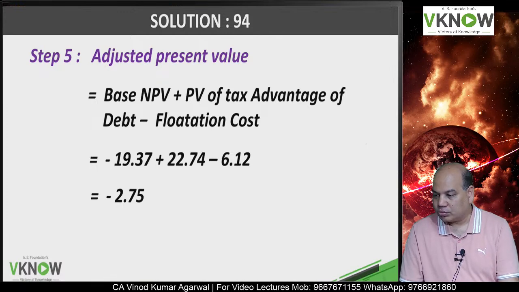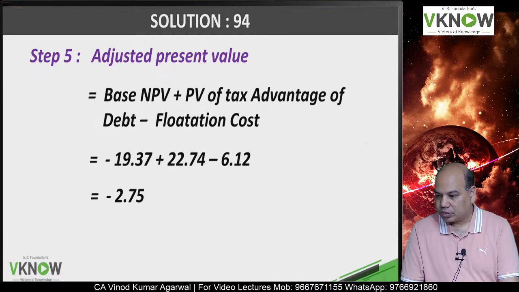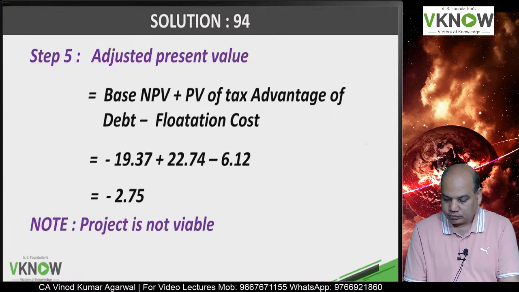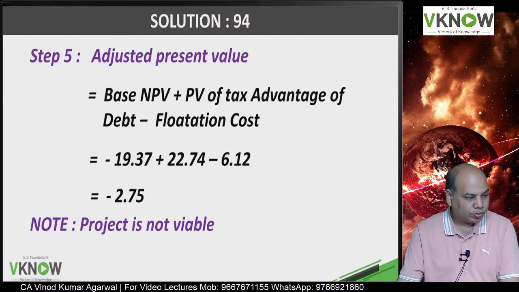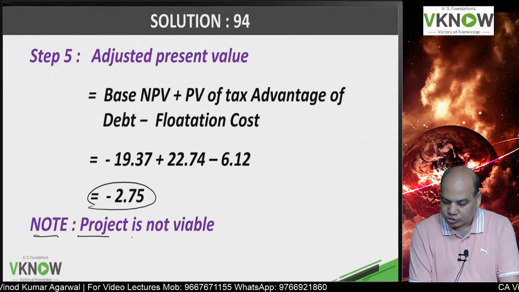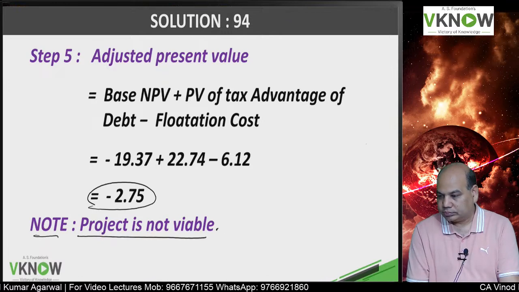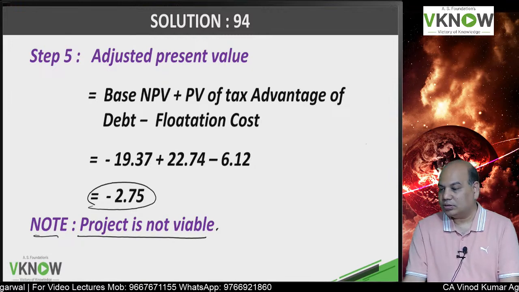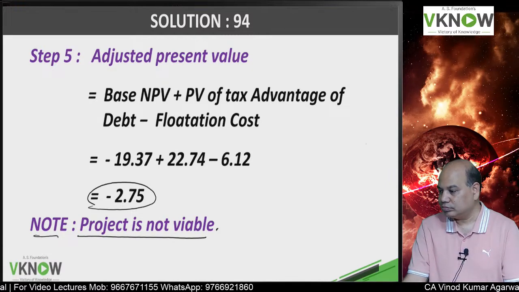So that is minus 2.75. Please check the calculation. Is the calculation right? Minus 2.75. Note, write down project is not viable. So this project is not viable with this debt financing also.